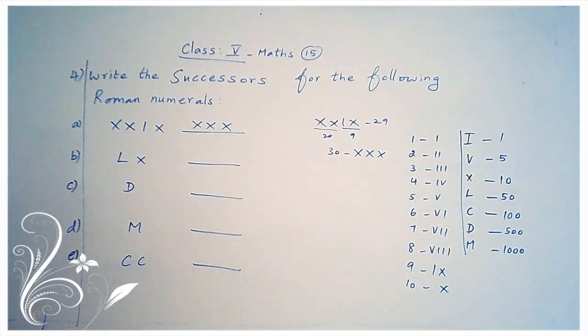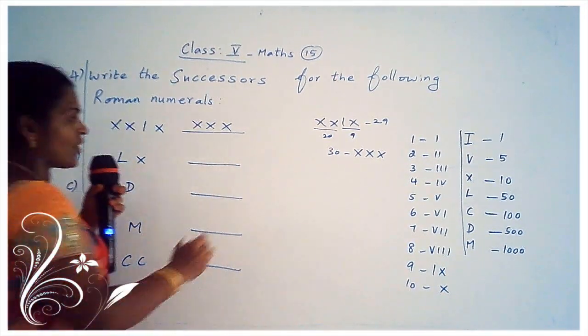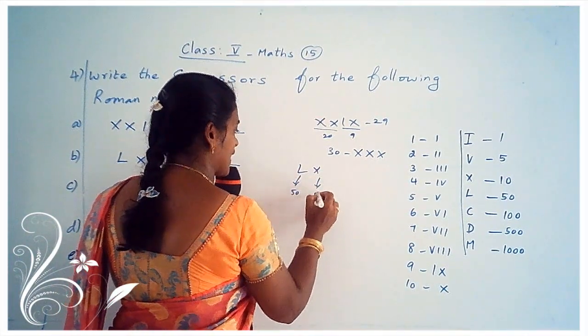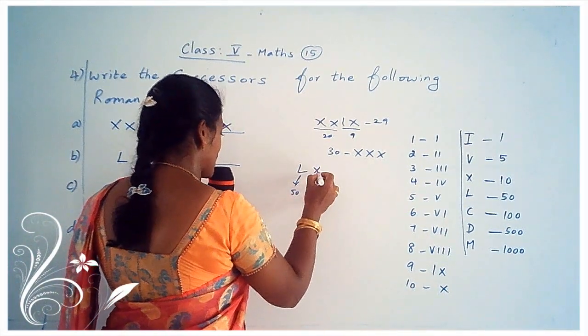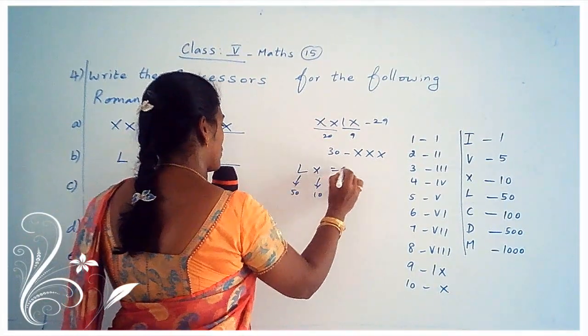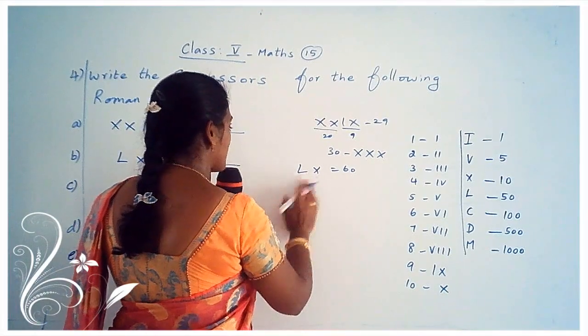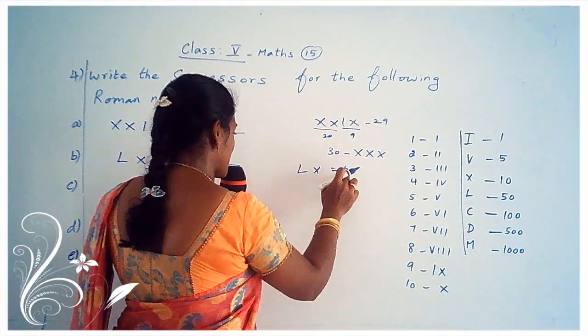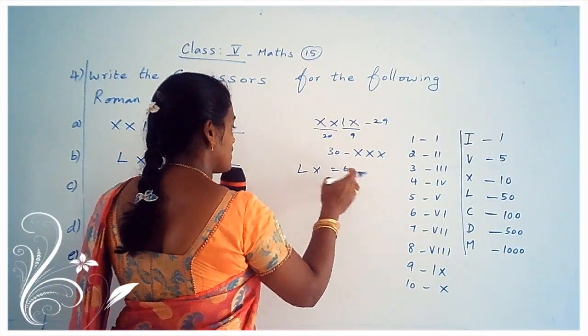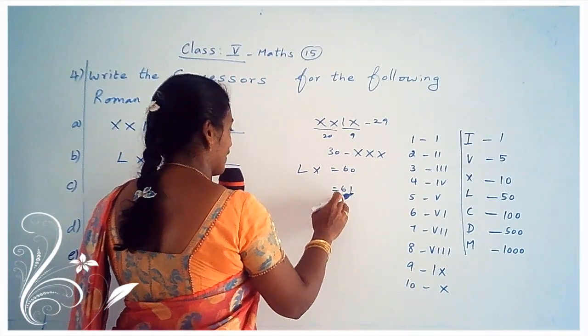Okay, clear? Yes. Now B, LX. Here L means 50, X means 10. X is written after the larger number, so it is to be added. So 50 plus 10 is equal to 60. So LX means 60. Now what is the successor of 60? 61. After 60, 61 only will come.